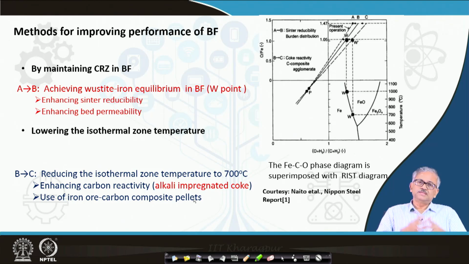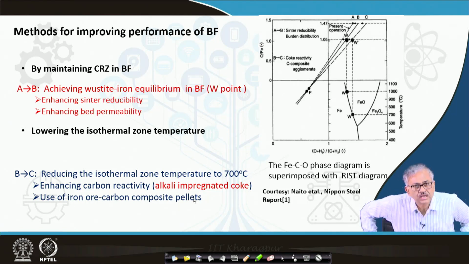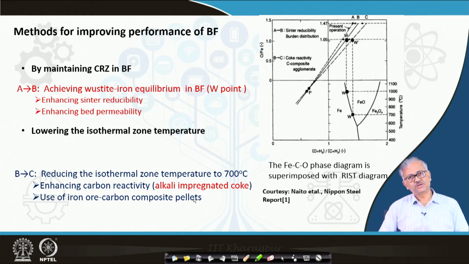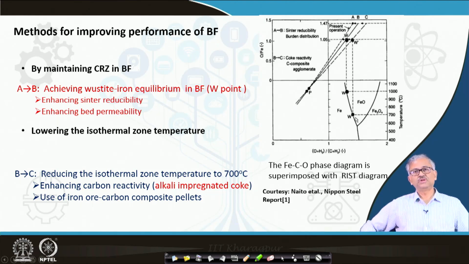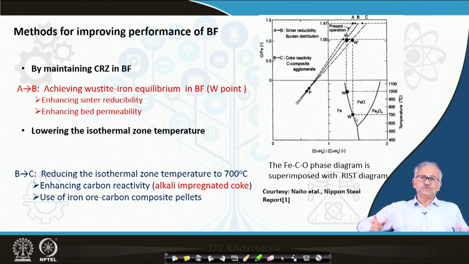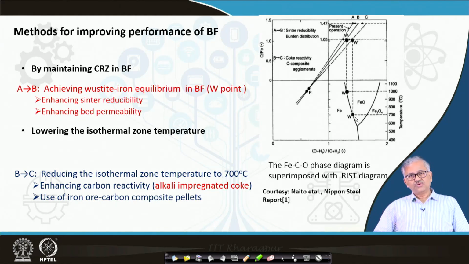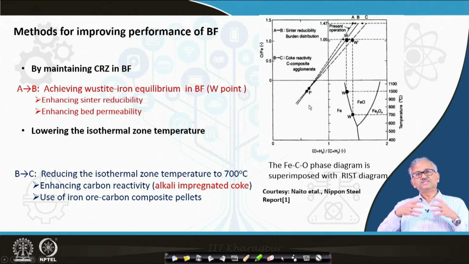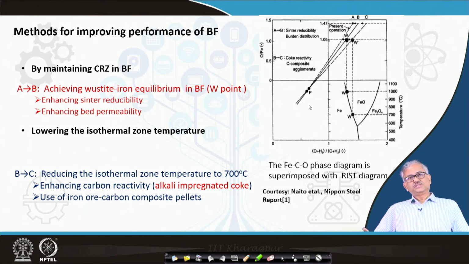As a result, the reaction rate will also increase, and this can also increase the gasification reaction. Overall, the kinetics will be fast and the gasification reaction rate will increase and the isothermal zone will come down. And as a result of the isothermal zone coming down, from this line we know if the isothermal zone temperature decreases, then you can increase the CO utilization, or you can increase the O by C ratio, the equilibrium O by C ratio for the wustite iron equilibrium. And CO utilization is increasing. That way you can increase the thermodynamic efficiency of the blast furnace.